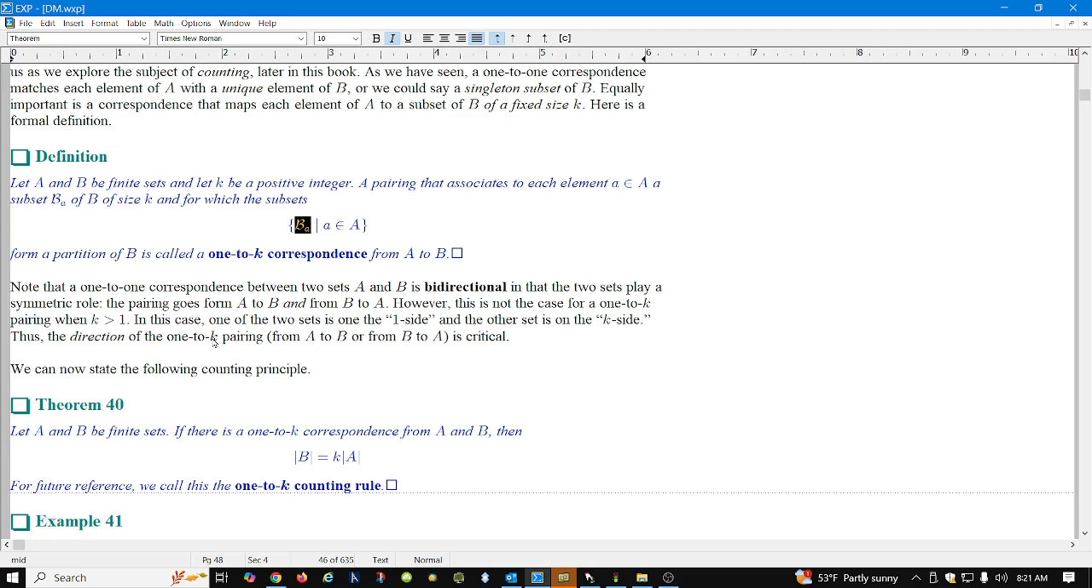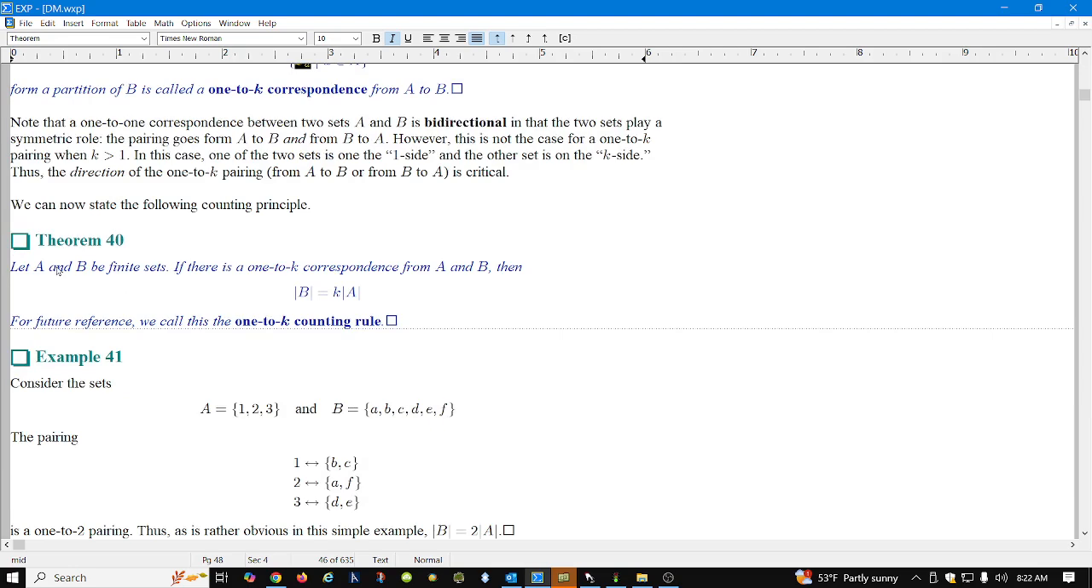One-to-one correspondences are bidirectional. If there's a one-to-one correspondence between two sets A and B, the two sets play a symmetric role, so we can think of it as going from A to B or from B to A. But with a 1-to-K correspondence, we have to be very careful. When K is greater than 1, we have to be very careful to identify the one side and the K side. Because if you swap the other way, it's not a 1-to-K correspondence, it's a K-to-1 correspondence. Okay.